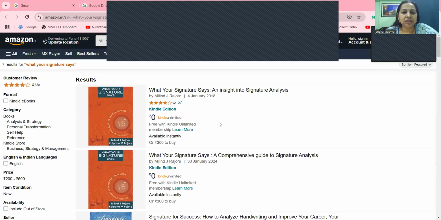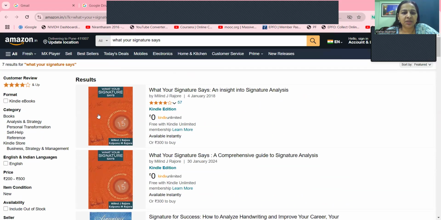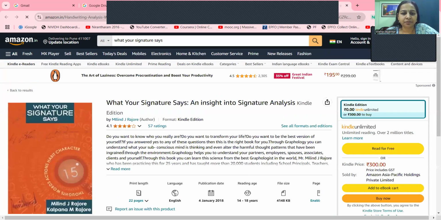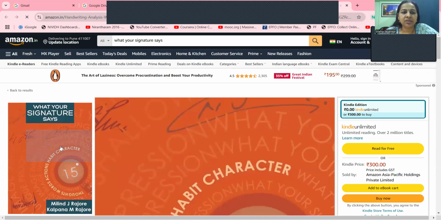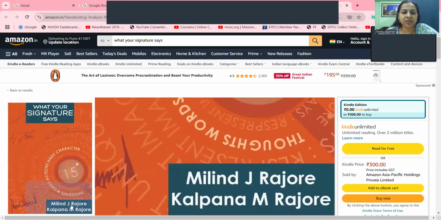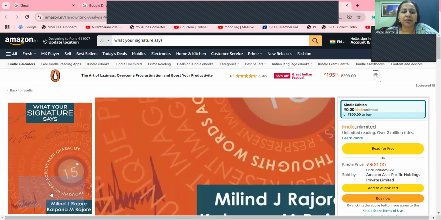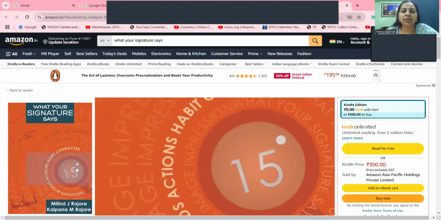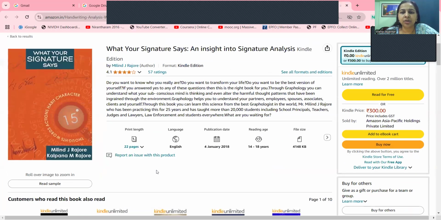So as you can see, this is a book of what your signature says. This is a Kindle edition. Probably there is one with hard copy as well. And this is the book that I have been using by Mr. Milind Rajore and Kalpana Rajore. And if you feel that you need to get more insights from the book, this is the book. All of the topics that need to be covered have been covered over here. If still you feel that you need to buy the book, you can go ahead and buy the book. But I'm sure you are not going to find anything else other than what I've taught you.